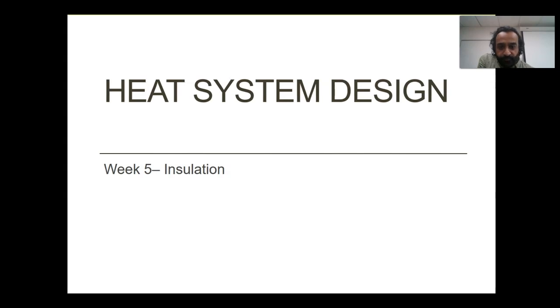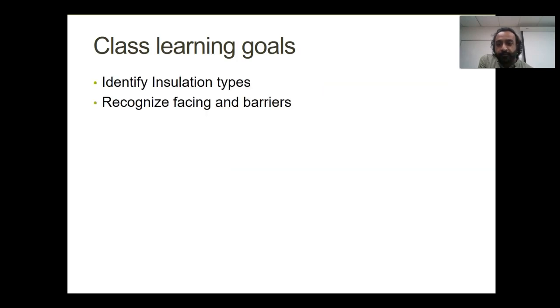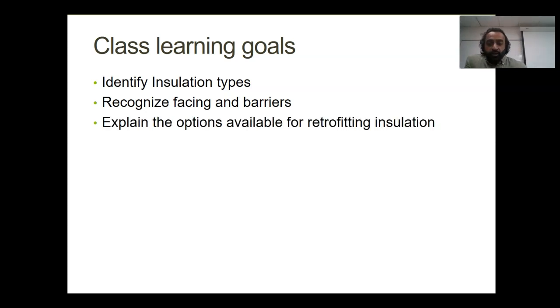Going further. So, learning goals: we'll talk about insulation types. Recognize facings and barriers. What are those? What do they mean? How do they help us reduce heat loss? We'll talk about the options available for retrofitting insulation.